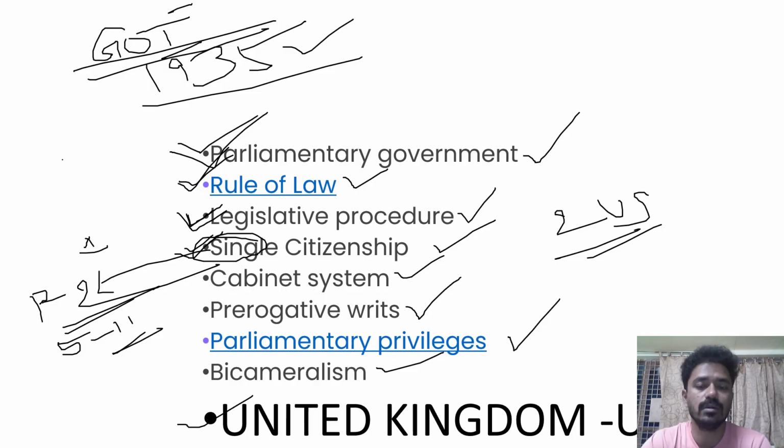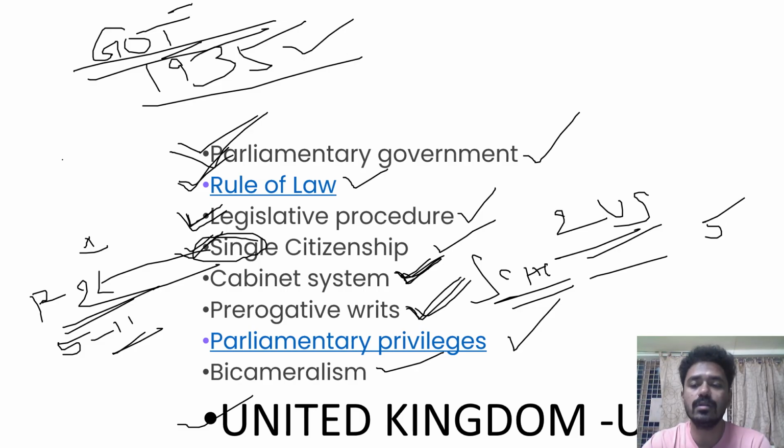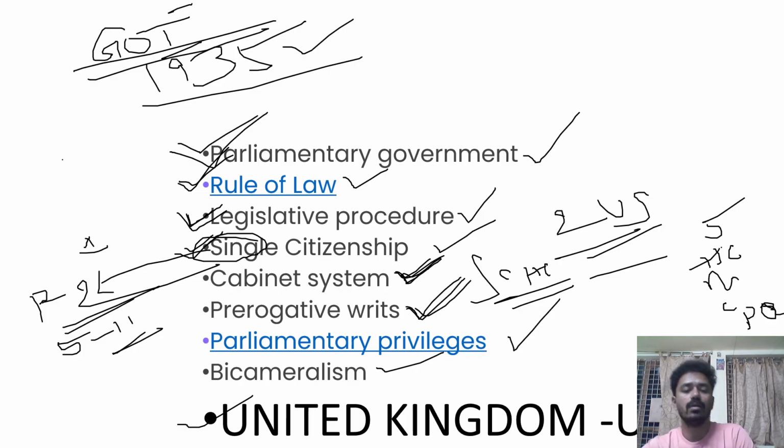And next, cabinet system, that means few of the ministers of the important ministries will form the cabinet here. And next, prerogative writs means the Supreme Court and High Courts both can issue writs. There are 5 kinds of writs: habeas corpus, mandamus, certiorari, prohibition, and quo warranto. These are 5 writs which can be issued by the Supreme Court or High Court.